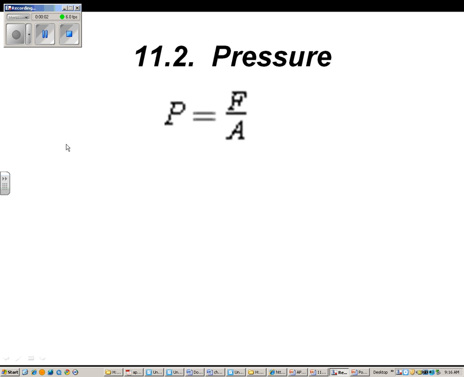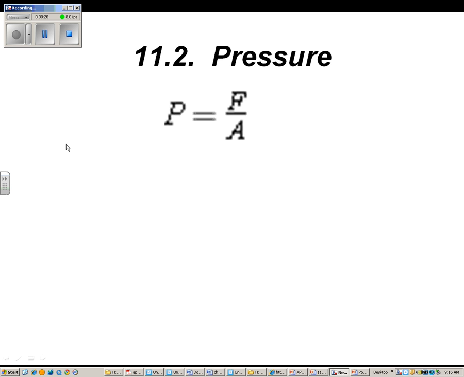This next section, we're going to be looking at studying pressure. And pressure is defined as a force per area. For example, if somebody steps on your foot with sneakers on, it will not hurt as much as if that person was wearing high heels, because there's so much pressure. The force is exactly the same.